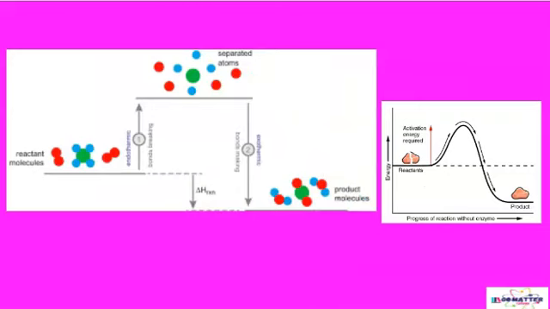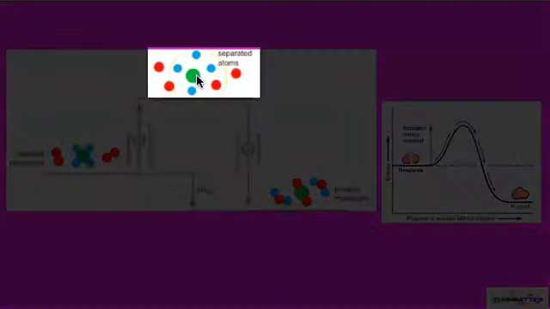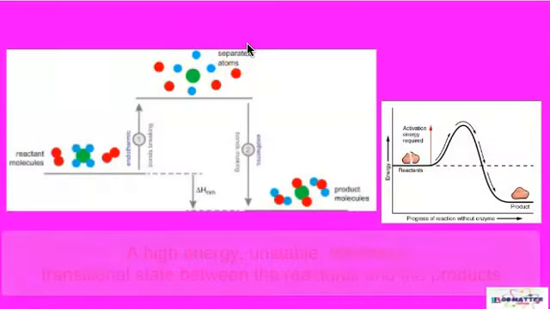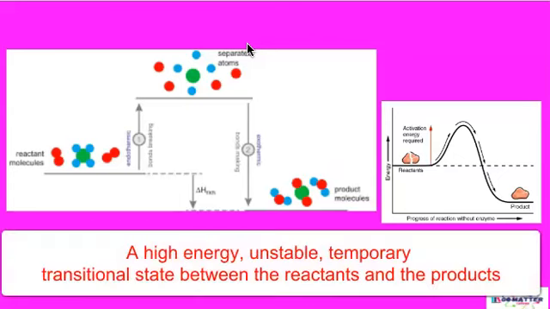Between the breaking of bonds of the reactants and the formation of bonds of the products, an activated complex is formed. An activated complex is defined as a high energy, unstable, temporary transitional state between the reactants and the products.